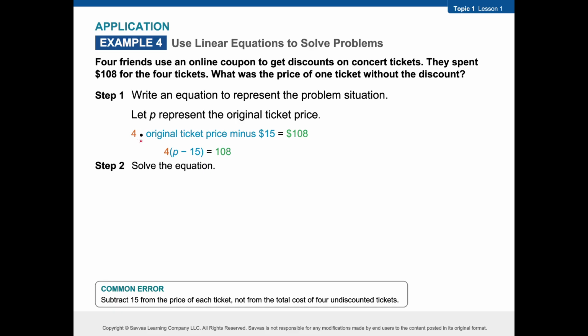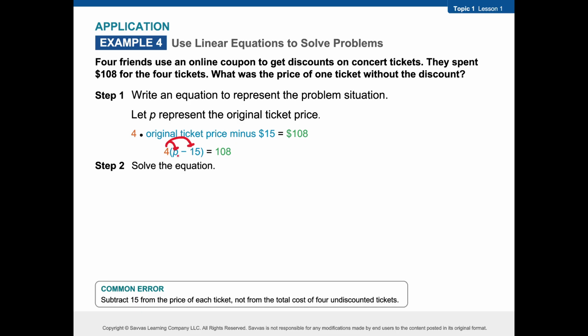You have 4 friends multiplied by the original ticket price, which you don't know, that's your variable. Each ticket price was discounted $15, so it has to be written inside parentheses, P minus 15. If you write it without the parentheses, this says that 4 people are buying a ticket and then only the discount gets taken out once. So parentheses is extremely important in this word problem.